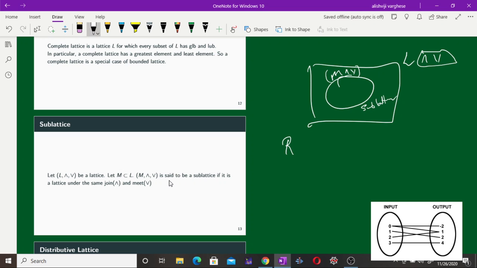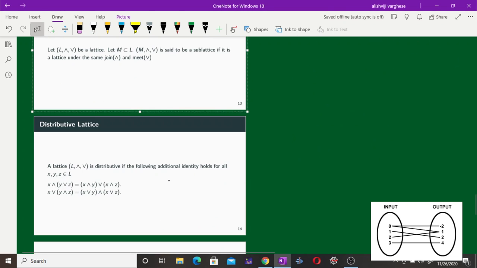So if you consider R together with less than or equal to, it is a lattice. Then if you consider the set of all integers together with less than or equal to, then it's also a lattice and it's a sublattice of R. So we can write Z with less than or equal to is a sublattice of R with less than or equal to. Now distributive lattice, if the lattice satisfies distributive laws for join and meet, then it's a distributive lattice.